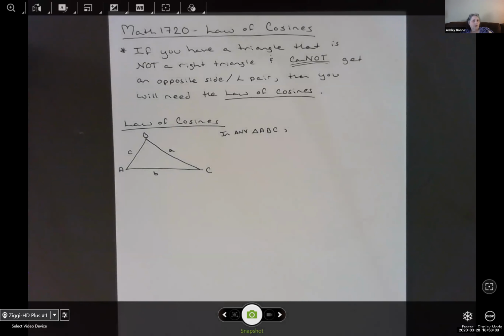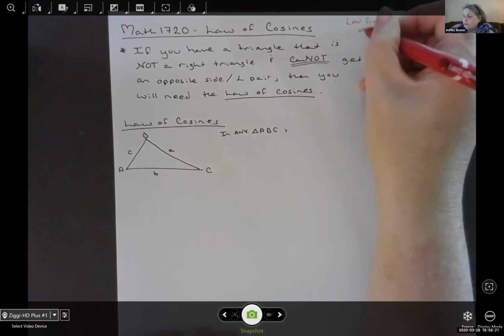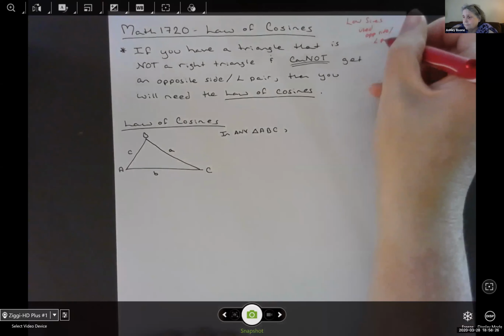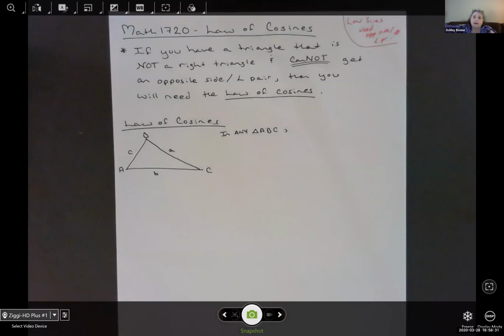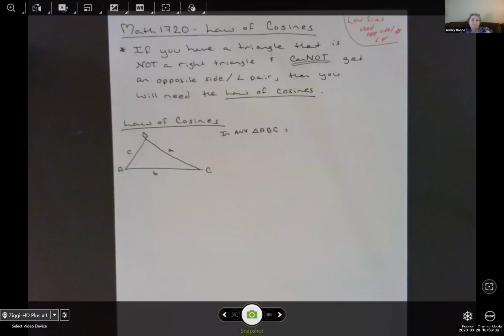We just spent quite a bit of time practicing and talking about the law of sines. Just remember from the last section, the law of sines can be used if you have an opposite side angle pair. What if you don't have an opposite side angle pair? Then we're not going to use those ratios of the sine of an angle to a side with the opposite angle and side. We can't do that.